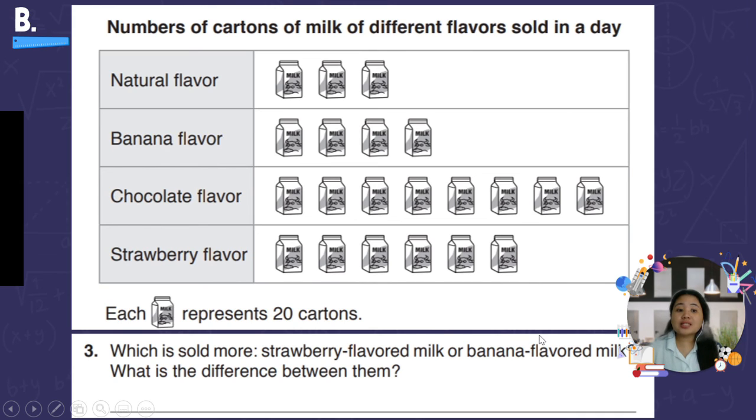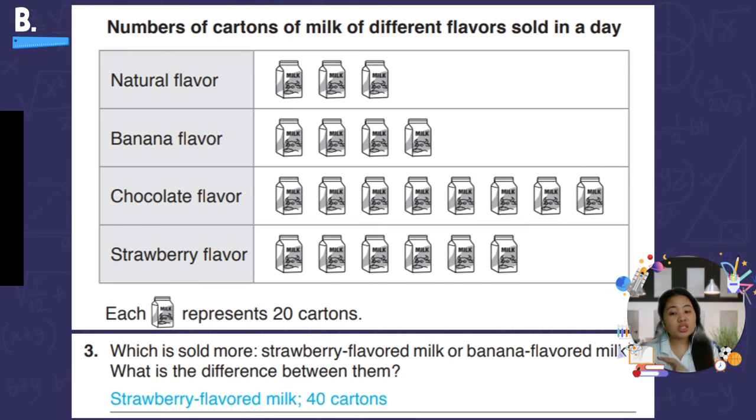So how many is the difference? So banana has 4, strawberry has 2 more. So the 2 more here times 20, that will be 40. So the question number 3, the first answer is strawberry flavored milk. Then what is the difference? 40 cartons. Okay, very good.